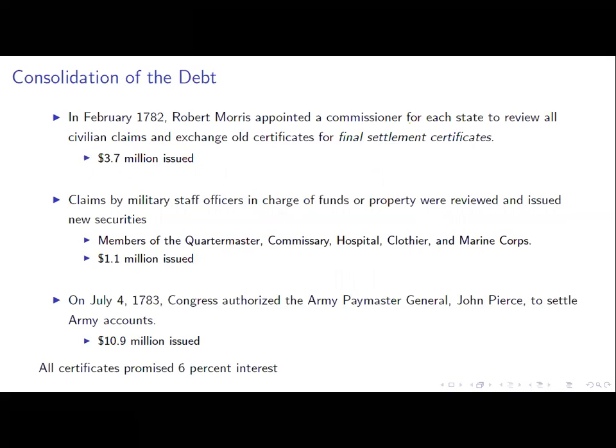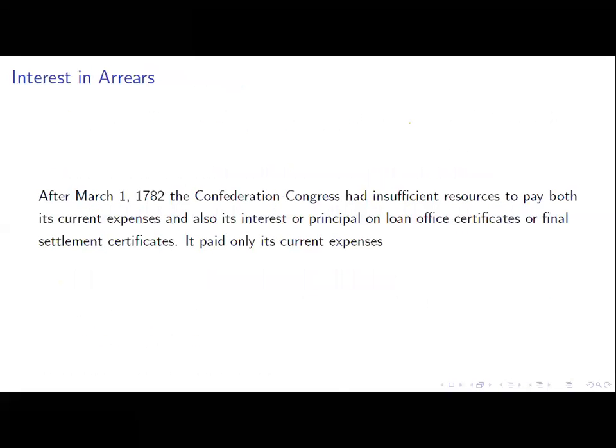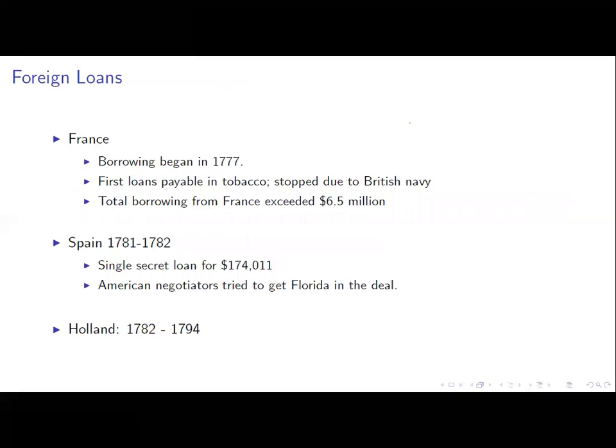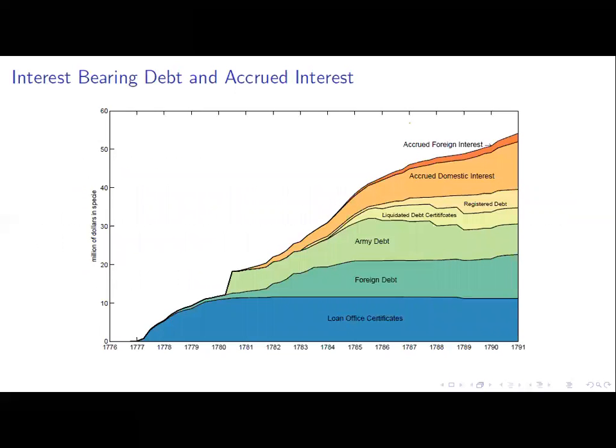Again, there was this consolidation of the debt that occurred under Robert Morris, and part of this was to try to create a liquid set of securities. They're going to be unable to make interest payments, and there's going to be the foreign debt as well, which we talked about. Now, this is just the interest-bearing part of the debt. It does not include the continental dollar, the non-interest-bearing part of the debt, the money.